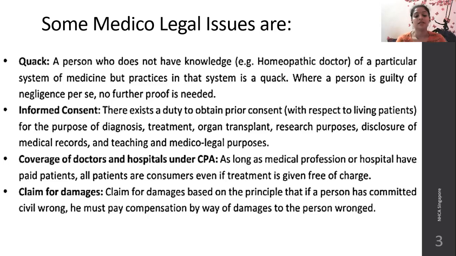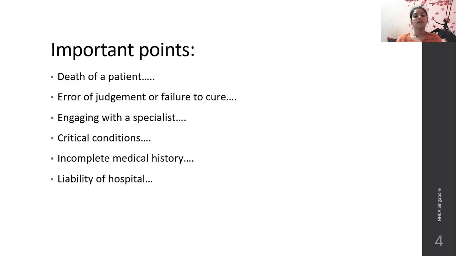Claim for damages. A claim for damages is based on the principle that if a person has committed a civil wrong, he must pay compensation by way of damages to the person wronged. So that is the claim for damages. If it is proven that you are wrong, you are obliged to pay compensation to the person to whom harm has been caused.